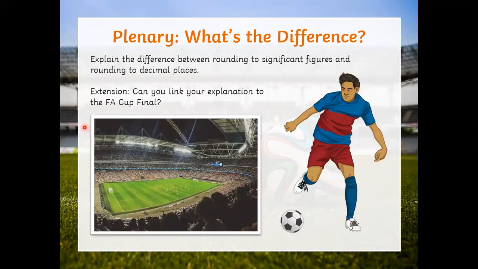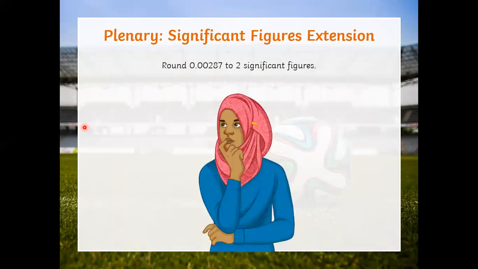Explain the difference between rounding to significant figures and rounding to decimal places. Extension. Can you link your explanation to the FA Cup final? Round 0.00287 to two significant figures. So I'll leave that as an exercise to you.